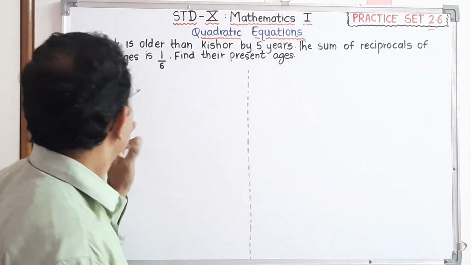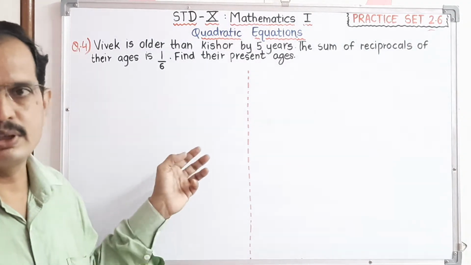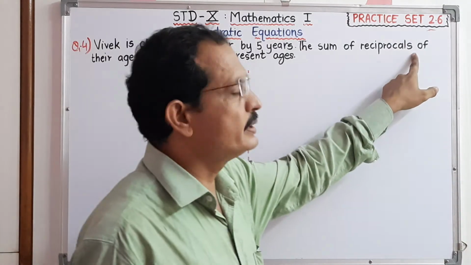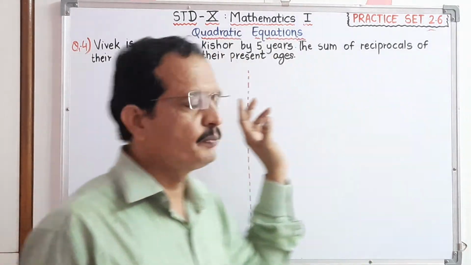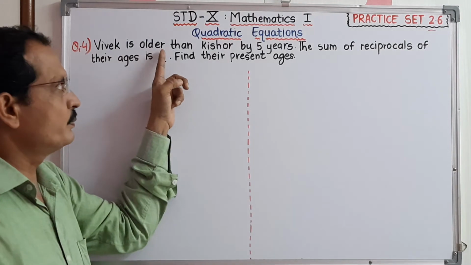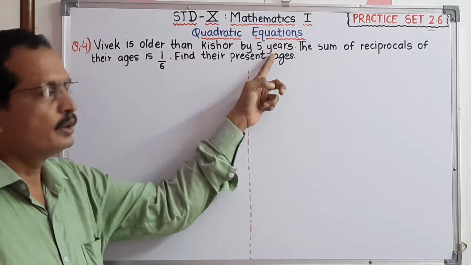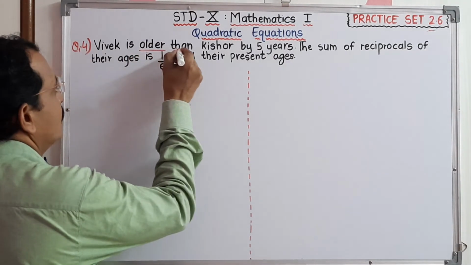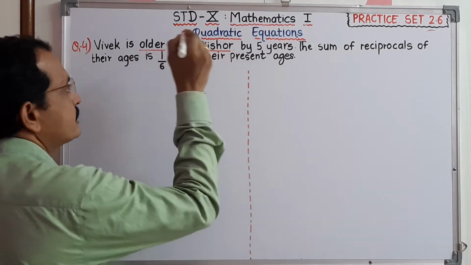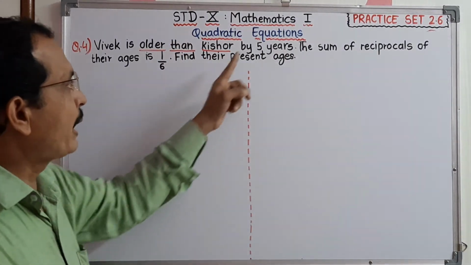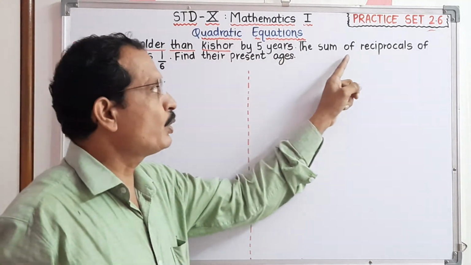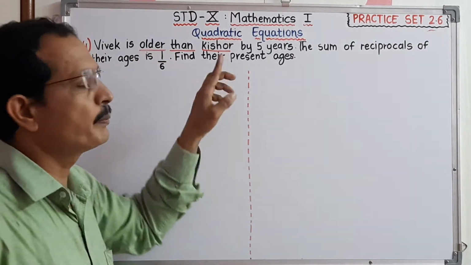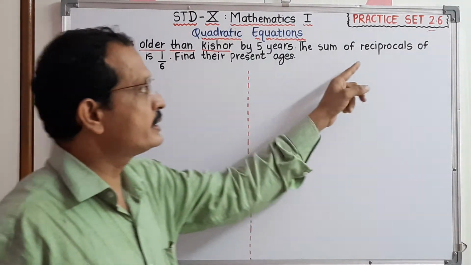See the fourth sum. It is again related with age, but there is one concept that we have to learn here, that is reciprocal. Vivek is older than Kishore by 5 years. Vivek is older than Kishore. This is important, by 5 years. The sum of reciprocals of their ages is 1 upon 6. Find their present ages.